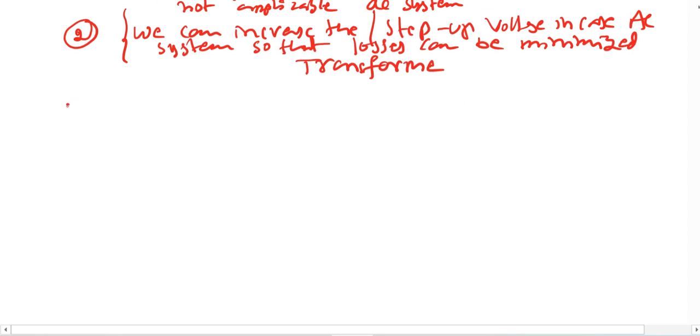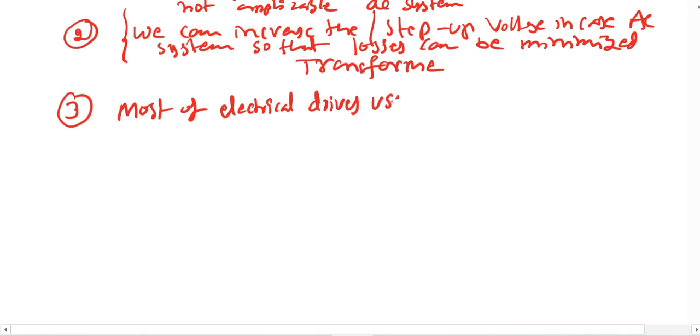The third point I want to tell you here is that most of the electrical drives use AC motors. Let me tell you why we can't go for DC motors.